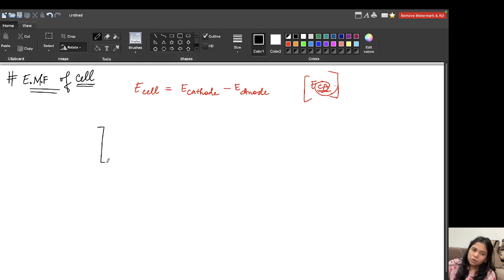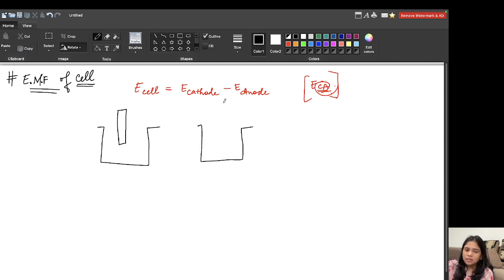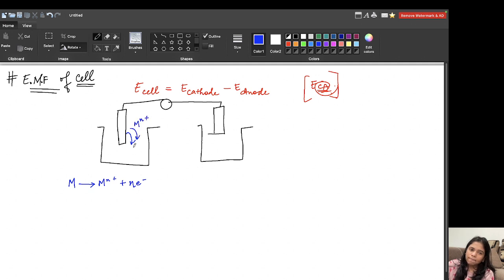Now, how do you get this formula? You must be knowing this electrolytic cell, right? On the left hand side, there was an oxidation reaction happening. On the right hand side, there was a reduction reaction happening, and these both were connected by an ammeter. So on the left hand side, your oxidation was happening, right? Suppose M was giving you Mn plus and n electrons. Electrons will be traveling from the anode to the cathode.